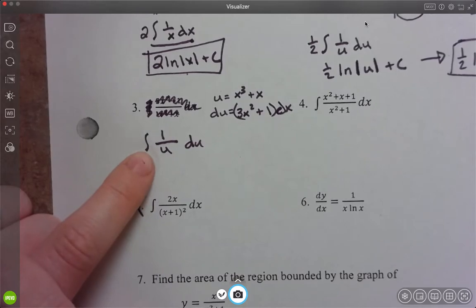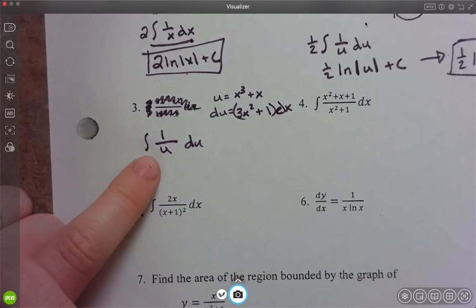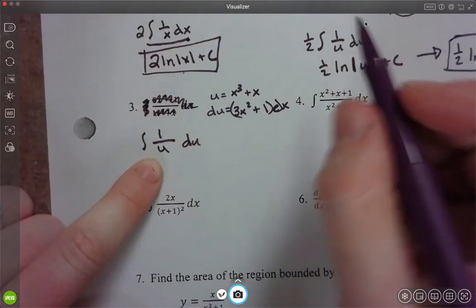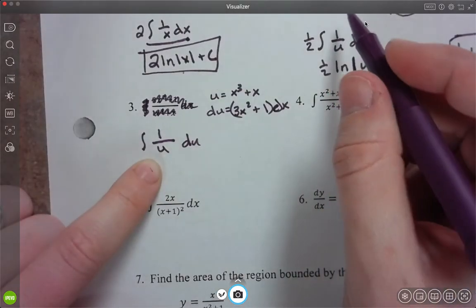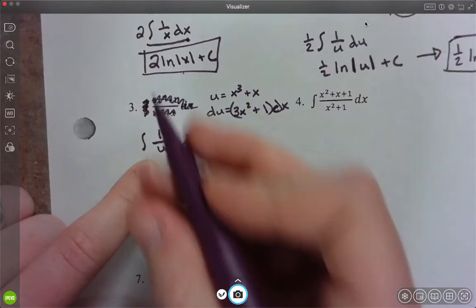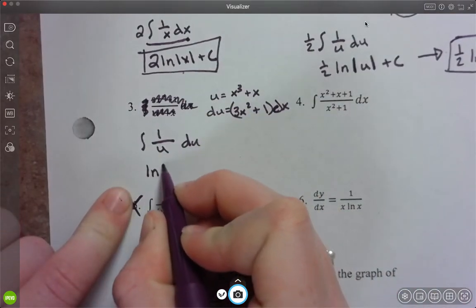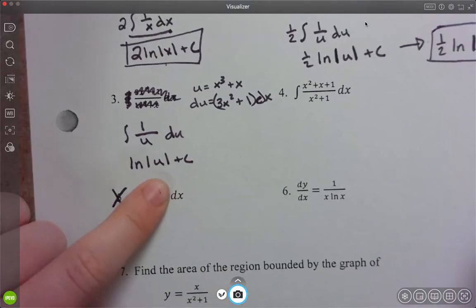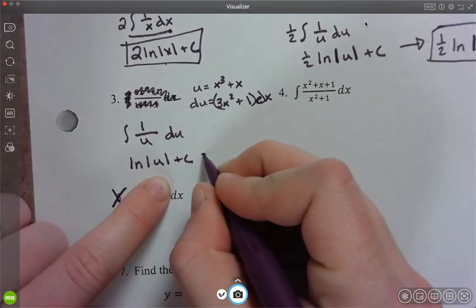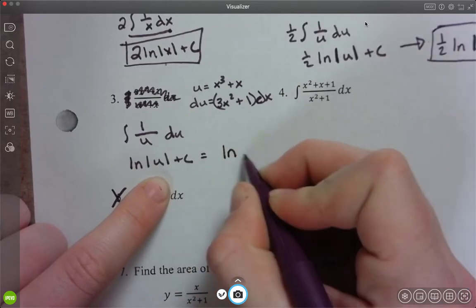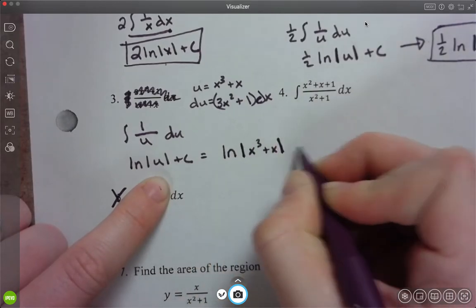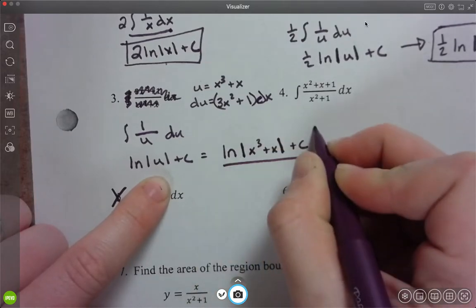And then I need to find the antiderivative of that. So what is the antiderivative of 1 over u? Not the derivative of 1 over u, but the antiderivative. Okay, we did that up here and every other place as well. The antiderivative is just ln absolute value of u, plus c, okay, which is going to be ln absolute value of x cubed plus x, plus c. That's what it would look like after I plug stuff back in.